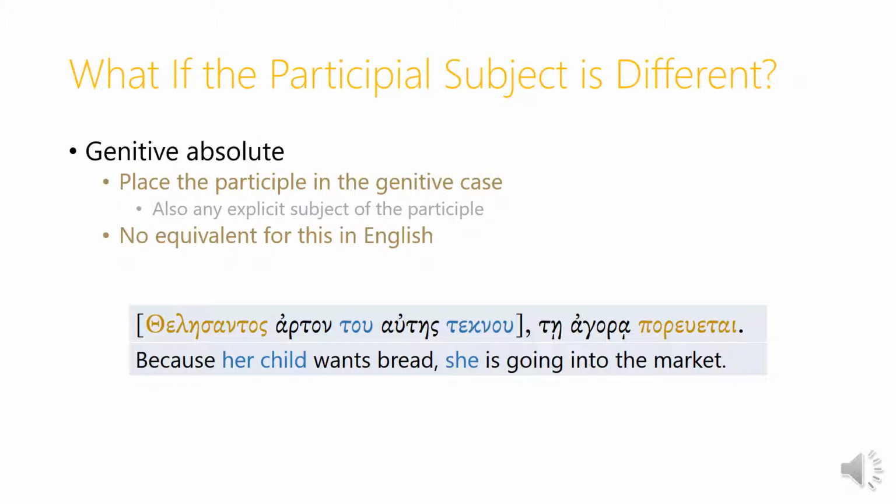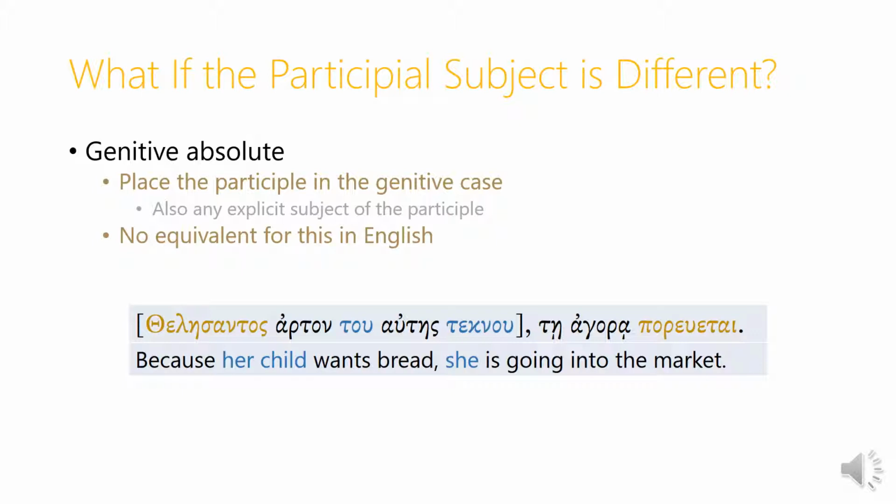For example, if we adapt that same sentence that we saw a moment ago, we might read Thelesantos arton tu autes technu, te agora poruetai. Now we're saying Thelesantos in the genitive case, arton tu genitive autes technu. So tu technu is actually the subject of the participle, and the participle is also in the genitive.